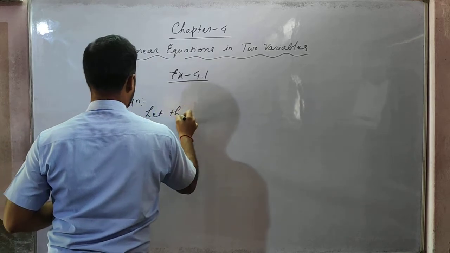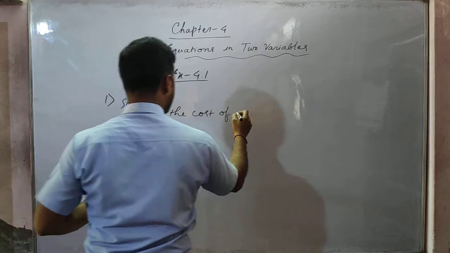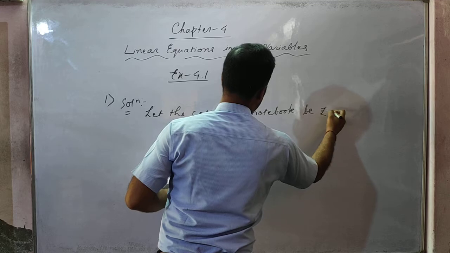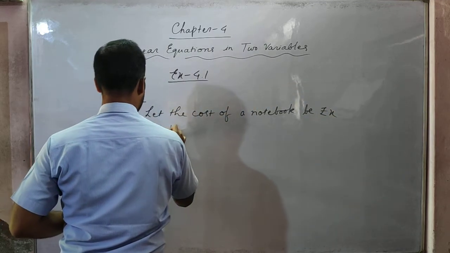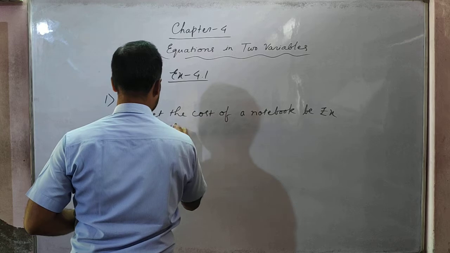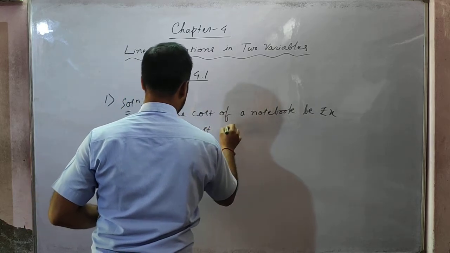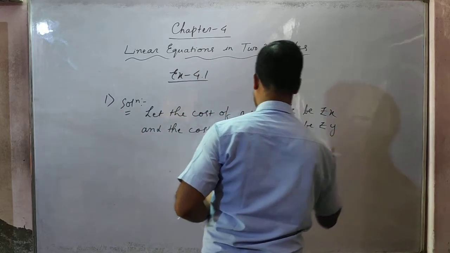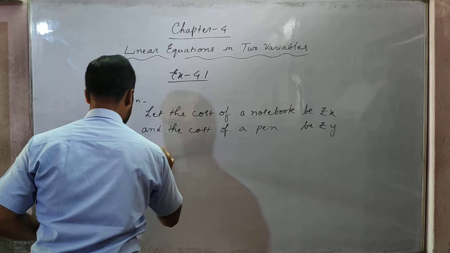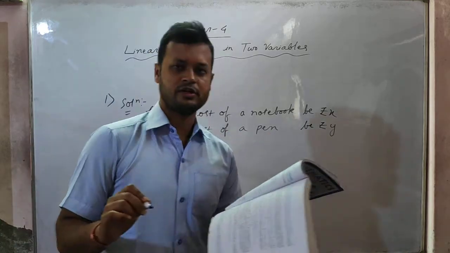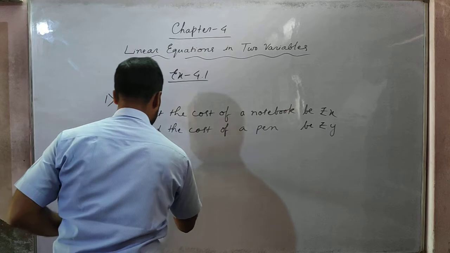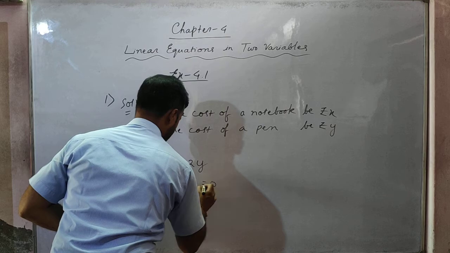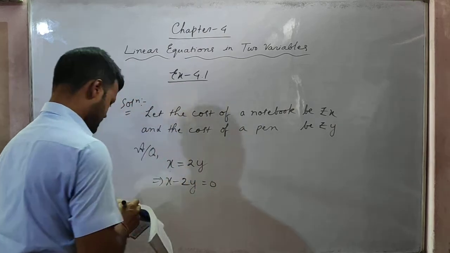Let the cost of a notebook be rupees X and the cost of a pen be rupees Y. According to the question, students, the cost of the notebook is twice the cost of the pen. So X minus 2Y is equal to 0. This is the required linear equation in two variables.